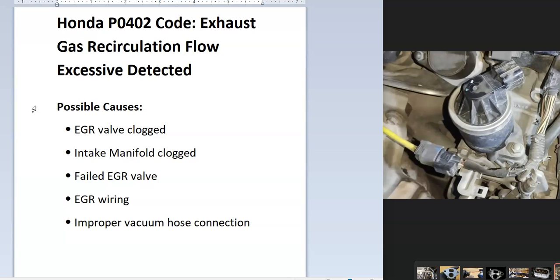Well, the EGR valve recirculates exhaust gases back into the engine, and this helps lower the temperature inside the combustion chamber. And the onboard computer is seeing an issue with this, so I have to be troubleshooting to know why. Some of the possible causes: the EGR valve could be clogged, the intake manifold could be clogged, the EGR valve could have failed, it could be in the wiring, and there might be an issue with one of the hoses that go to it.